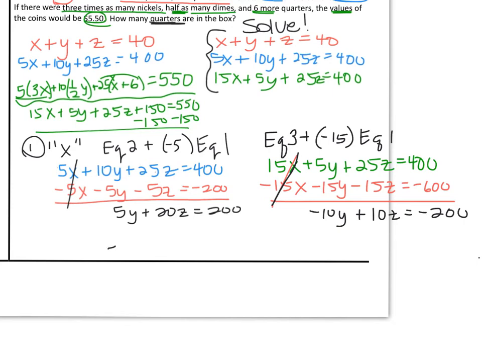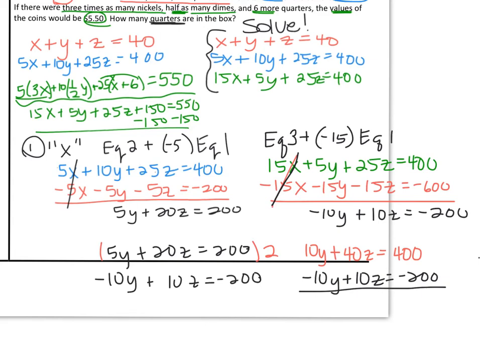Once you create that smaller system, we now have to solve the smaller system. So I'm going to put 5y plus 20z equals 200 in one row, and -10y plus 10z equals -200 in the other row. Now, if we're trying to get z by itself, because that's ultimately the quarters, now would be a time where we want to eliminate the y variable. And I recognize that if we simply multiply this top row by +2, then that would become 10y on top, and we have -10y on the bottom.